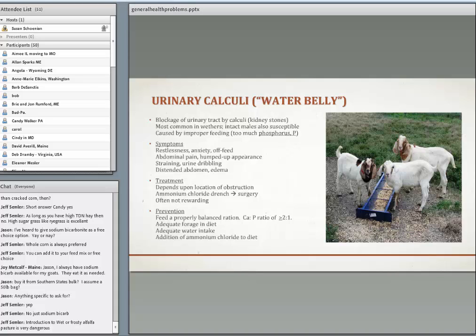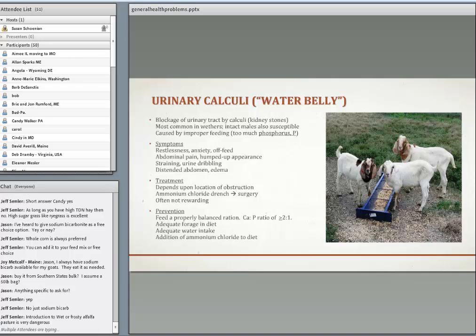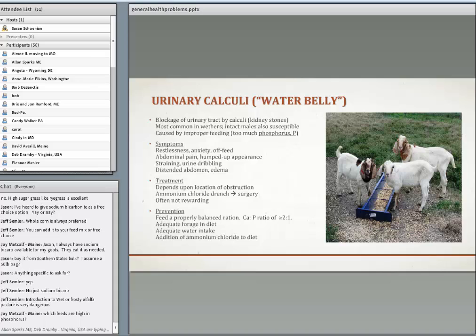How you treat the disease depends on where the location of the obstruction is or how early. Sometimes you can drench with ammonium chloride to clear things out, and other times you need a surgical intervention. Sometimes a simple one, sometimes more complex. If it's a valuable animal or an animal that you have emotional attachment to, you may go the surgery route. In most cases, sending it to slaughter quickly is probably the best thing. It's often not very rewarding.